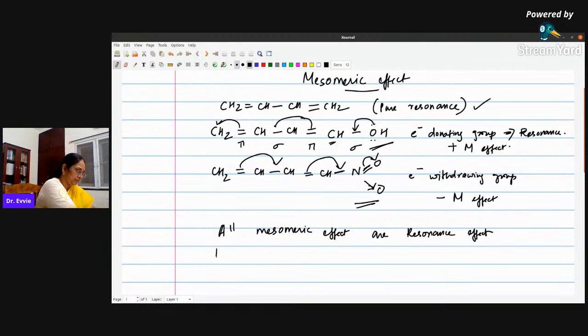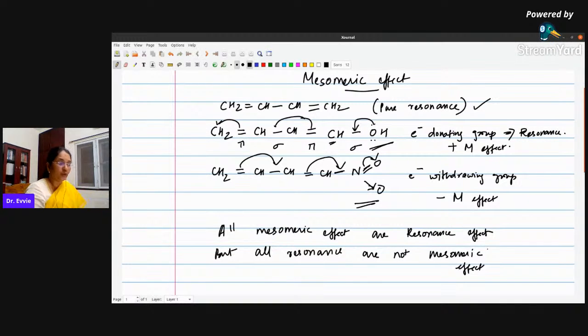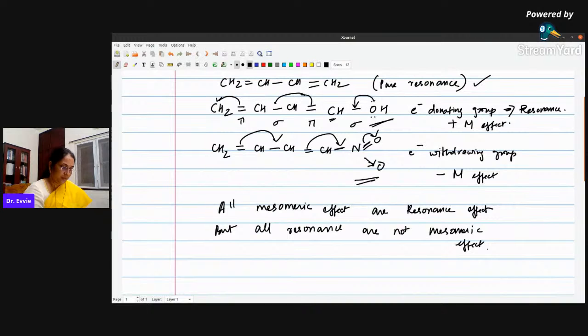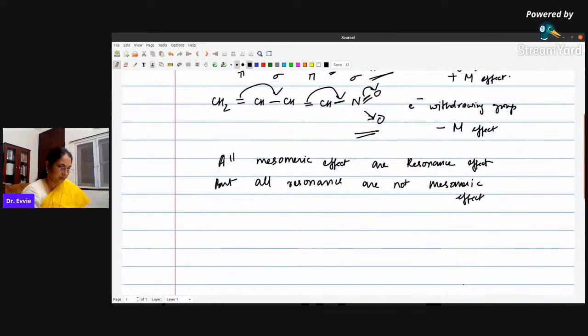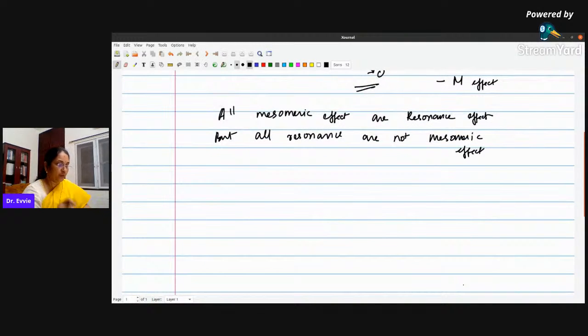Okay, but all resonance are not mesomeric effect. So this is the difference between mesomeric. So now you can make out, okay? As I told you, not much difference, okay? So I have already told you what the electron withdrawing groups and the electron donating groups are, all that we have done already, okay? So now let me just give you one problem with respect to this, okay?